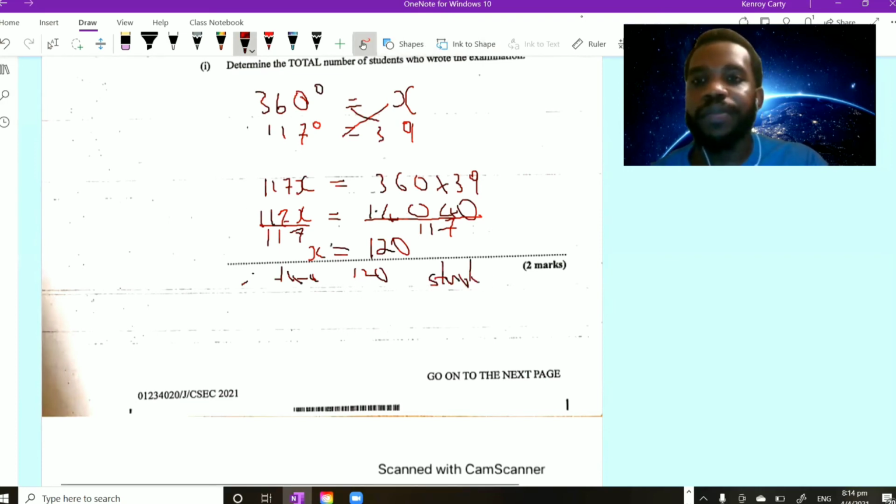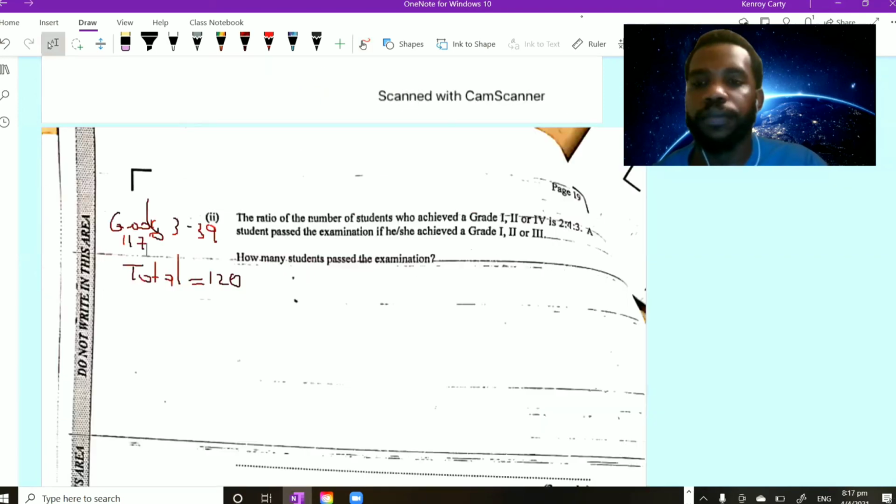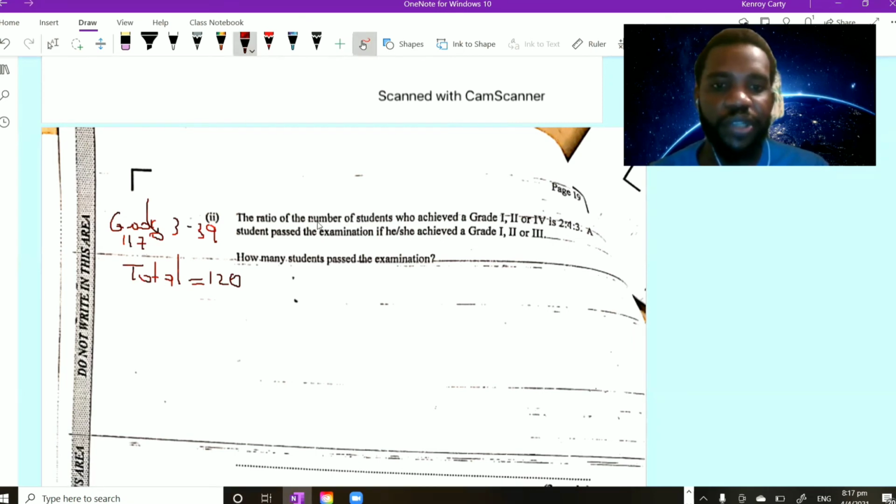All right, let us see what the next part of the question has to offer. Now, guys, what I've done is that I've summarized the details from the pie chart down here, so we don't have to go back. So the total is 120. The amount of persons who got grade 3 was 39, and the angle was 117 degrees. All right, let's move on. Now, this question, part 2, says the ratio of the number of students who achieve grade 1 to 2 to 4 is 2 to 4 to 3. A student passes the examination if he achieves a grade of 1, 2, or 3. How many students pass the examination?